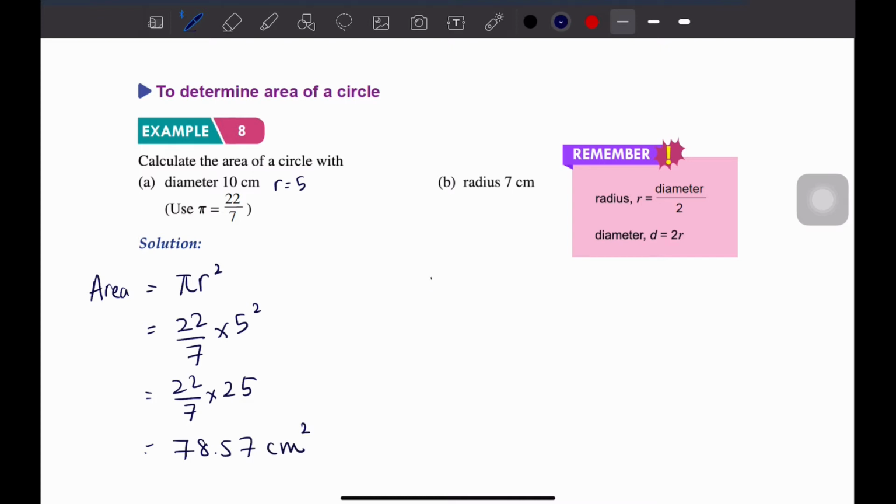Next B, radius 7. So area is equals to pi r square. So 22 over 7 times 7 square. Okay, you can cross 7. So 22 times 7 and the answer is 154 centimeters square.